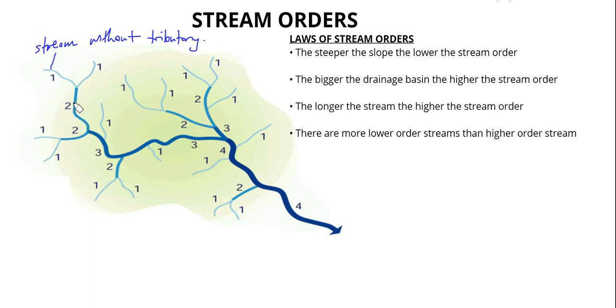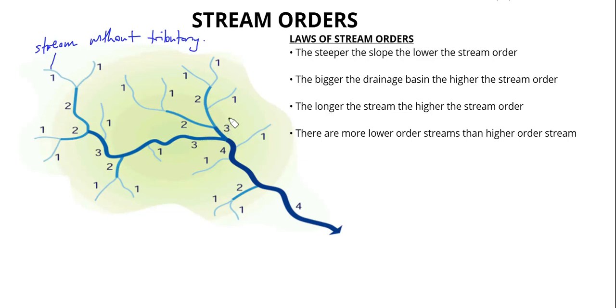Now, when you've got two stream orders, so here you've got a tributary, and this one also has a tributary. When they join together, they give us a stream order 3. But you can also see that a stream order 3 is joined by stream order 1. It doesn't matter, it remains stream order 3. Then here, if you have a stream order 3 joined by a stream order 2, it doesn't matter, guys, it gives us stream order 3.